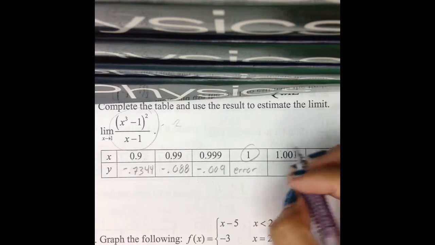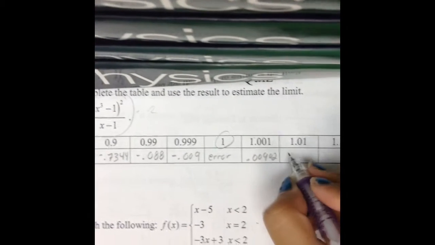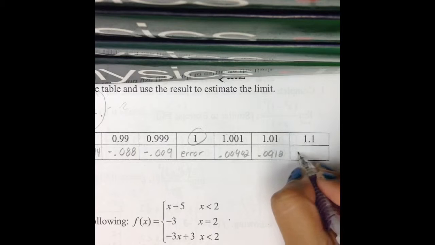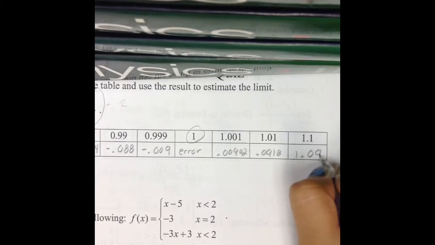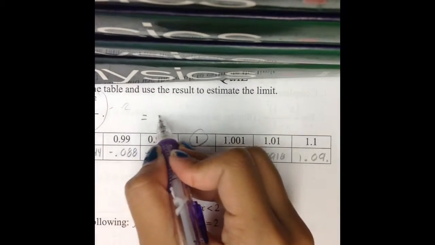For 1.001 it is 0.00902. For the next one it is 0.0918, and the next one is 1.09. So this tells us that the limit would be 0.